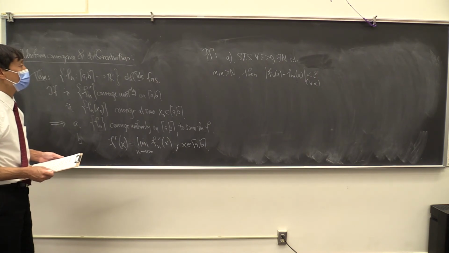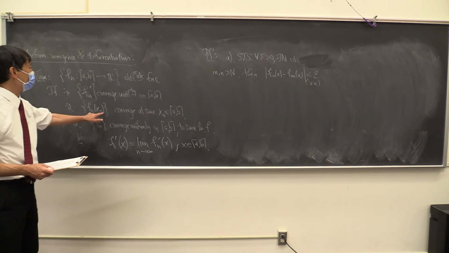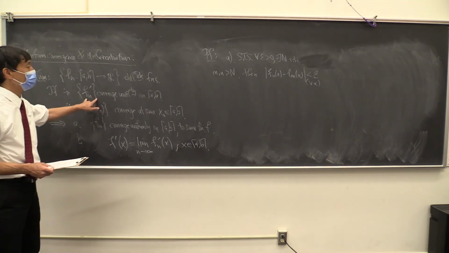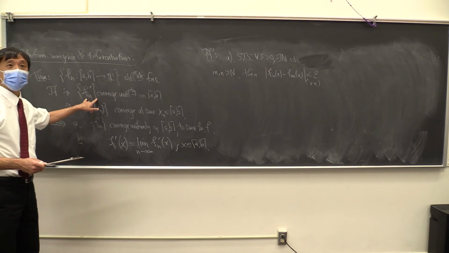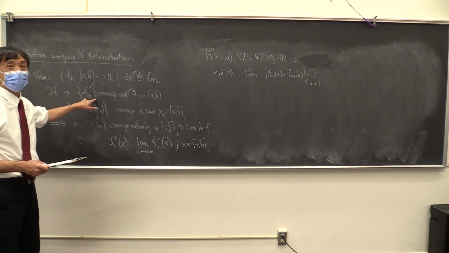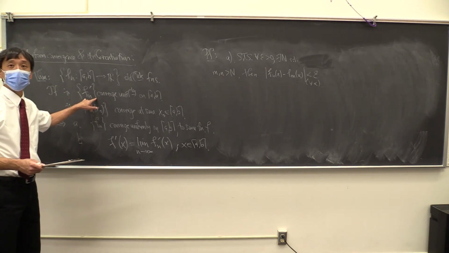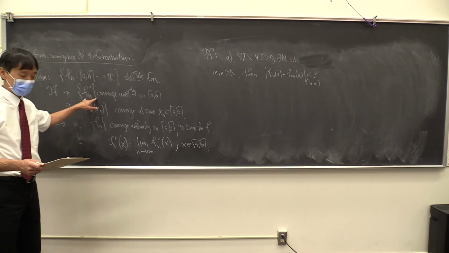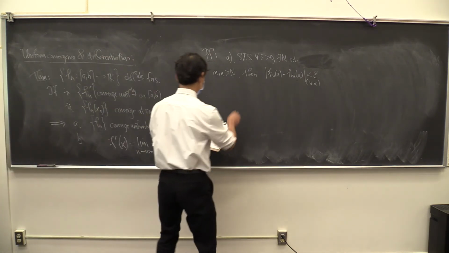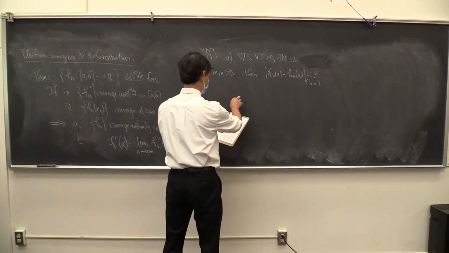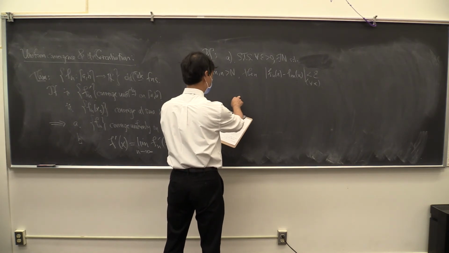Okay. So we have convergence at some point. We also have uniform convergence of the derivatives, right? That means we can make the difference of the derivatives as small as we want. Okay, so let's think about this.